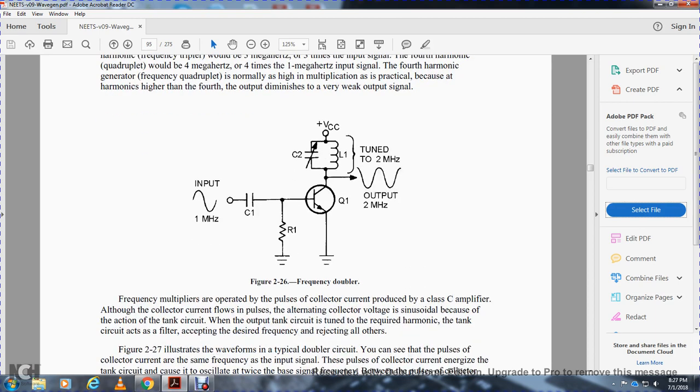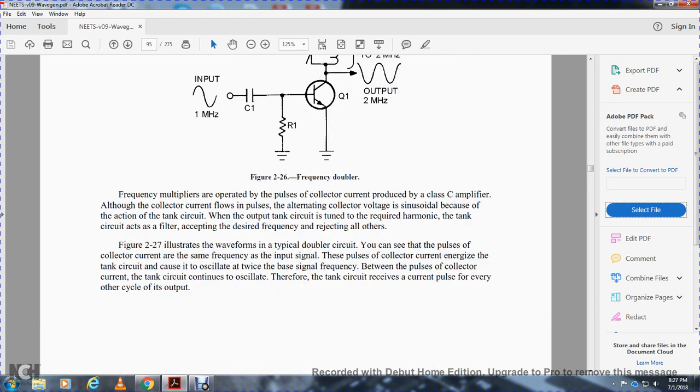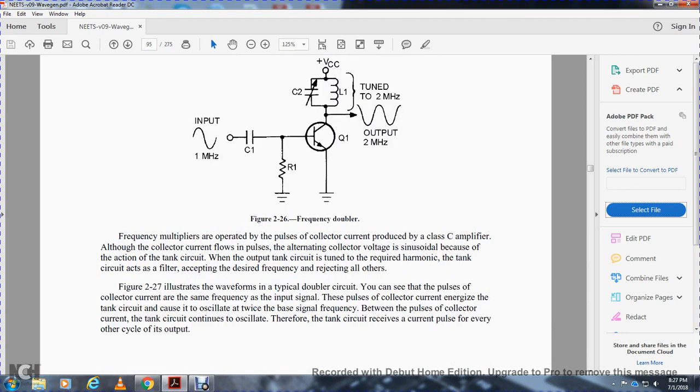Figure 226 shows the frequency doubler: the capacitor and resistor feed the input to the base, the emitter goes to ground, and then you have your tuning capacitor and inductive coil in the collector. The frequency doubler output is multiplied by 2. Okay.